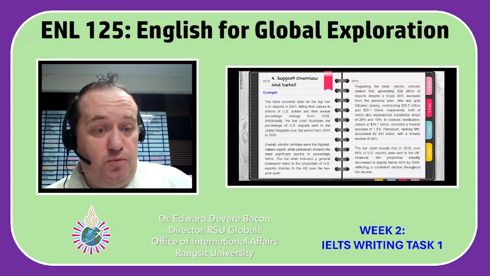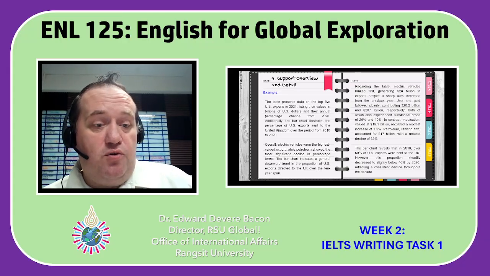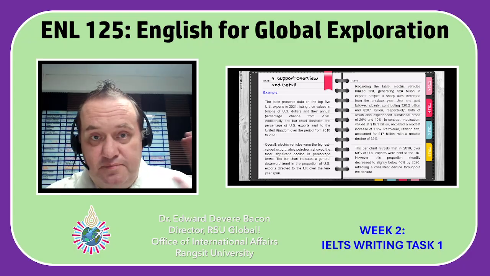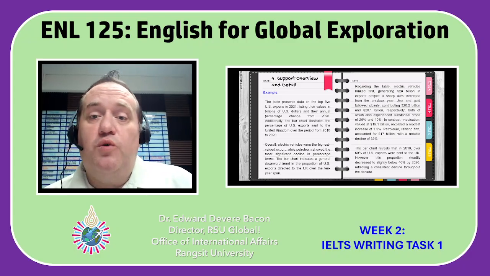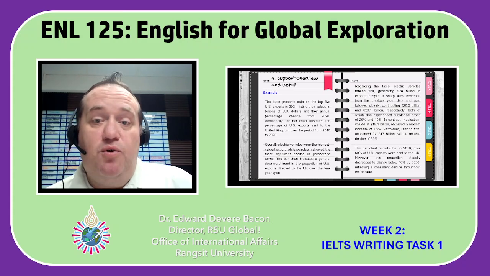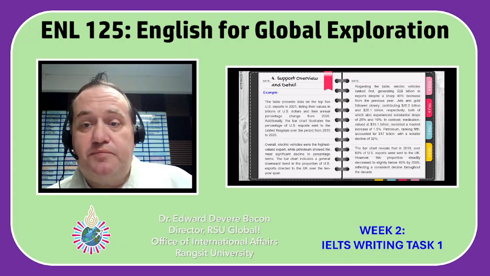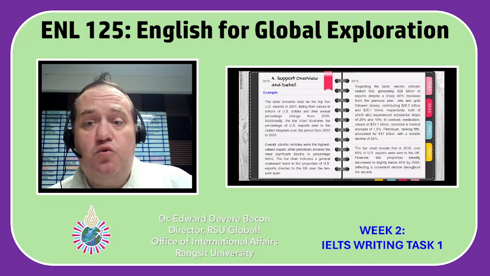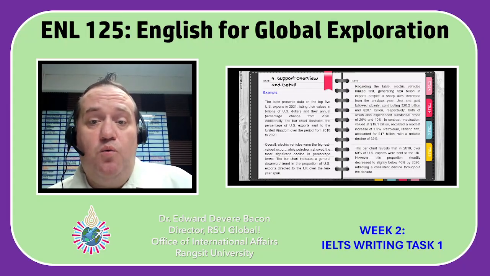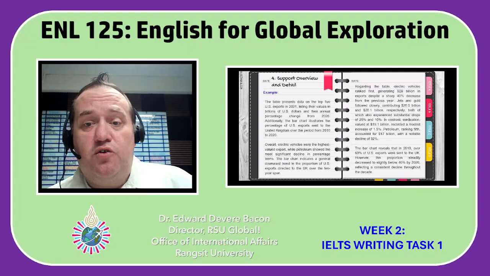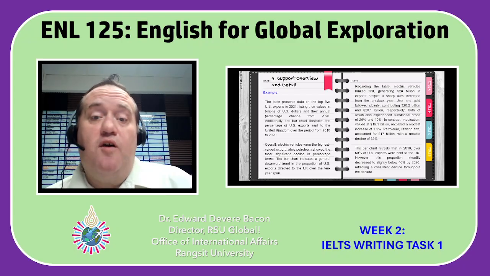in percentage terms. The bar chart indicates a general downward trend in the proportion of U.S. exports directed to the UK over the 10-year span. So again, focus on the decade, not each year. Regarding the table, electric vehicles ranked first, generating 28 billion in exports despite a sharp 40% decrease from the previous year. Jets and gold followed closely, contributing 20.5 billion and 20.1 billion respectively, both of which also experienced substantial drops of 25% and 10%.